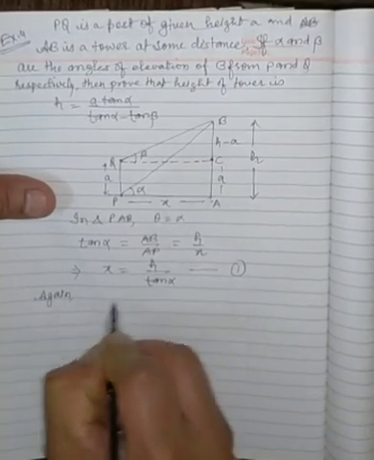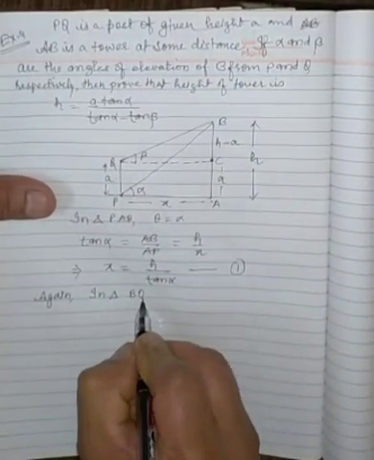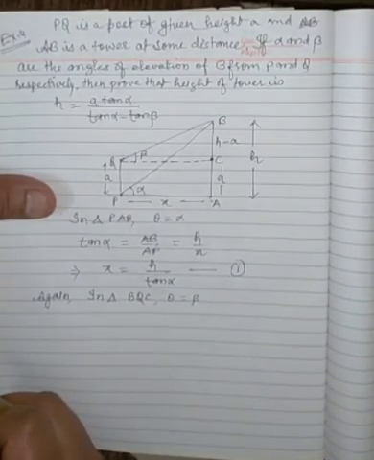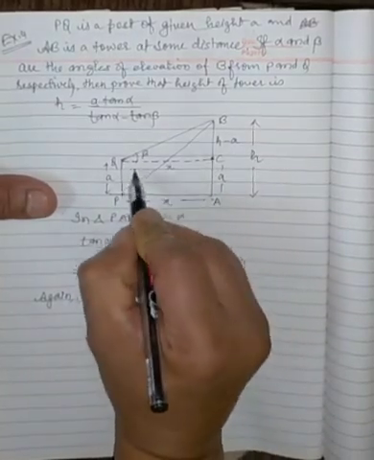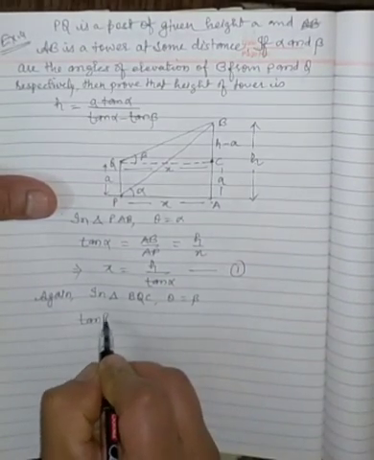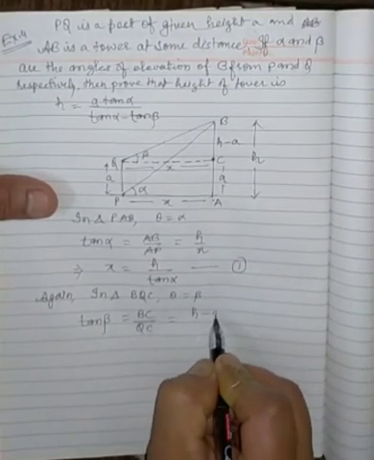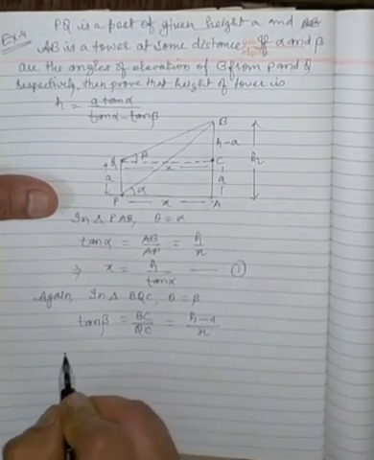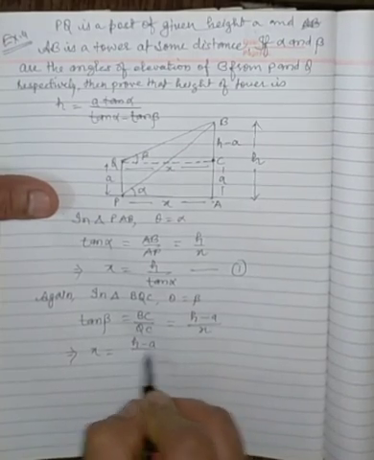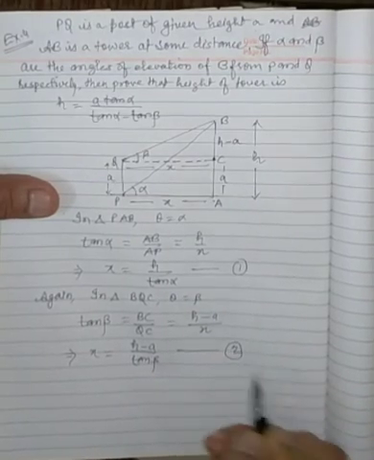Again, in triangle BQC, this time theta is equal to beta. This side QC is equal to x, being the opposite side of the rectangle. So tan beta is equal to BC upon QC, which is equal to h minus a upon x. That implies x is equal to h minus a upon tan beta. Let this be equation number 2.